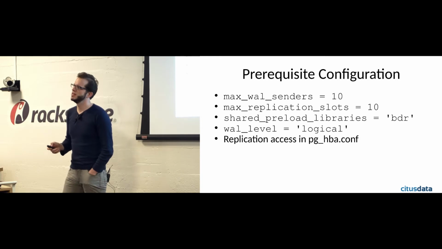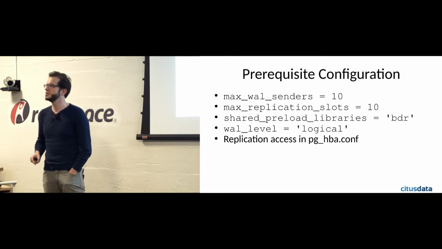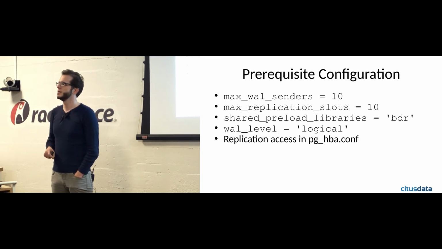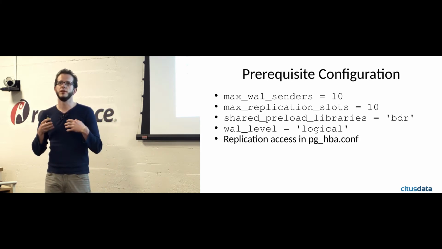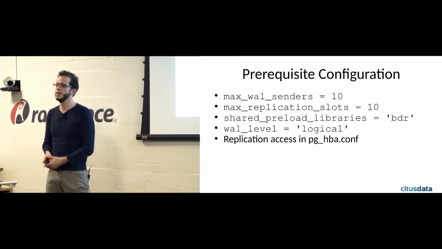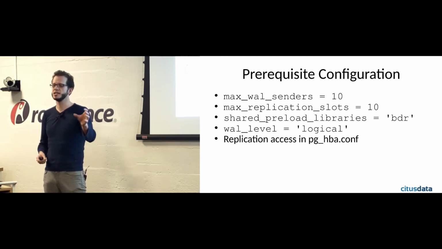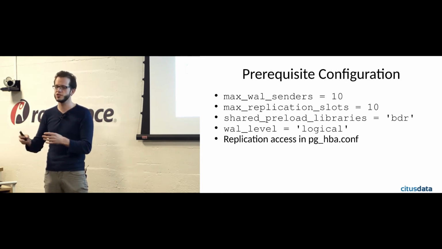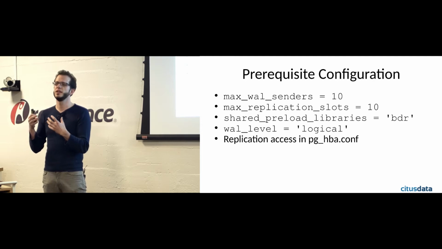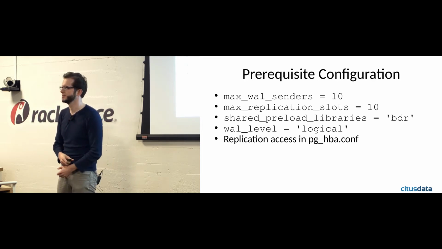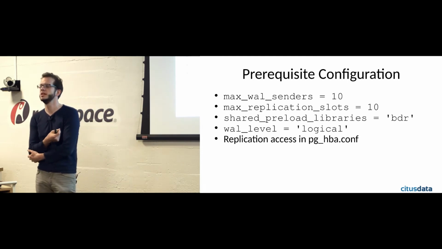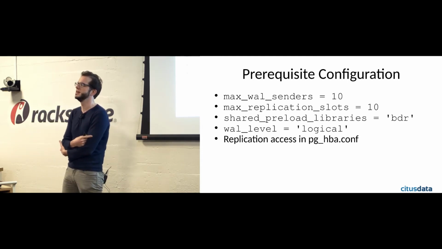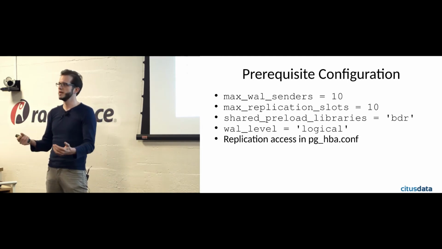Then there's a new variable for 9.4, which is max_replication_slots, which basically are used to keep track of which data has been streamed to which node and how much data has to be retained on the master. And then you have to load BDR or UDR. They're named the same binary to make it available.